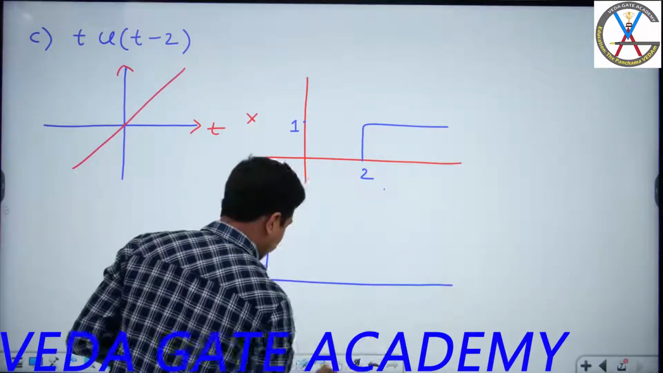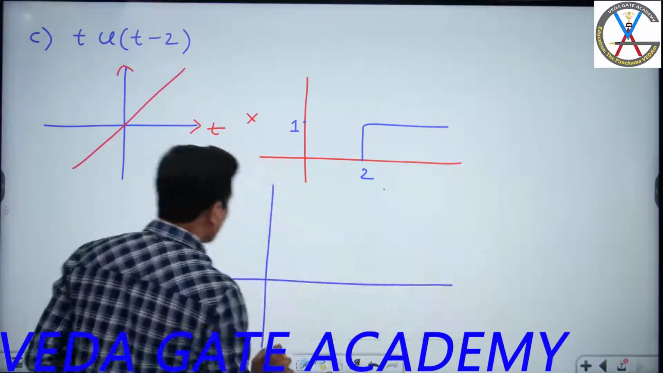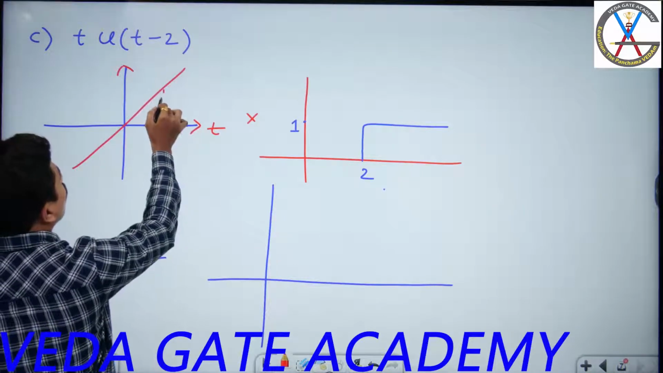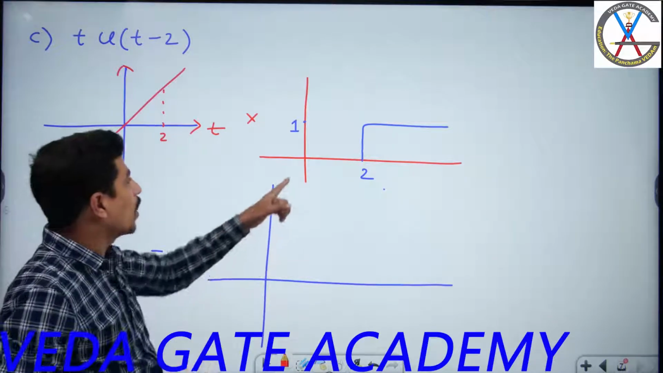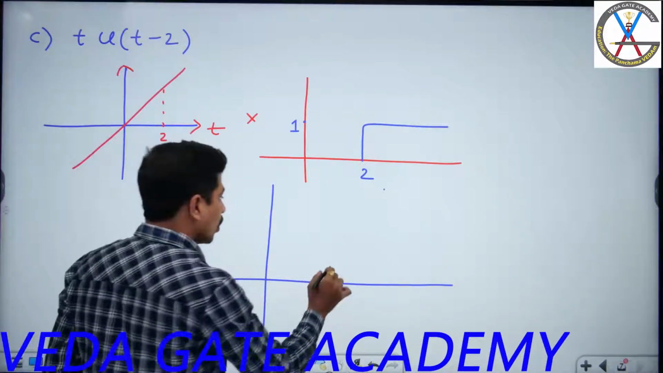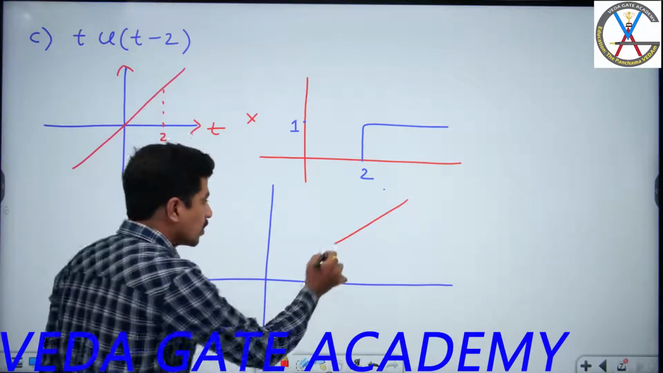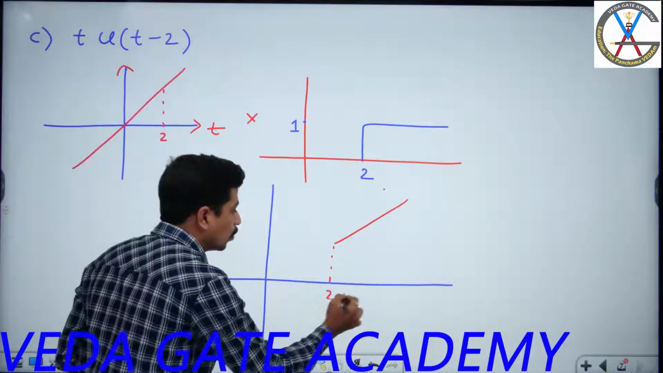We are going to get it like this. Observe what we get. Here this is t equal to 2. Up to t equal to 2, what do we have? 0. 0 and anything is what? 0. So we are getting it like this. This is the signal we got. This is 2. This is t.